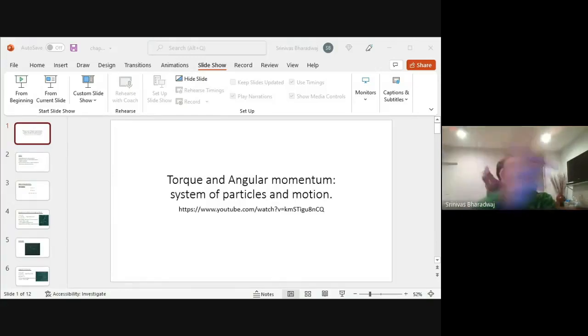Now, when a planet is going around the sun, what happens? You have only a radial force, and therefore about that axis there is no torque. You only have uniform circular motion. Because there is no torque, you end up with conservation of angular momentum.